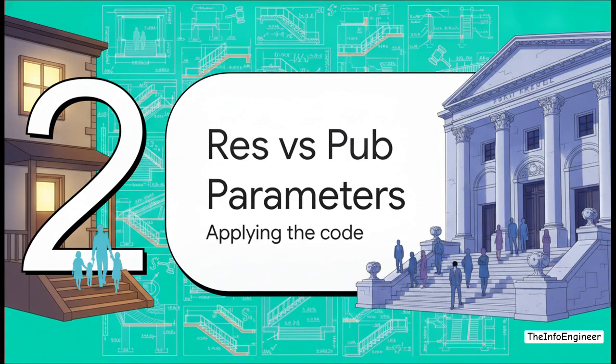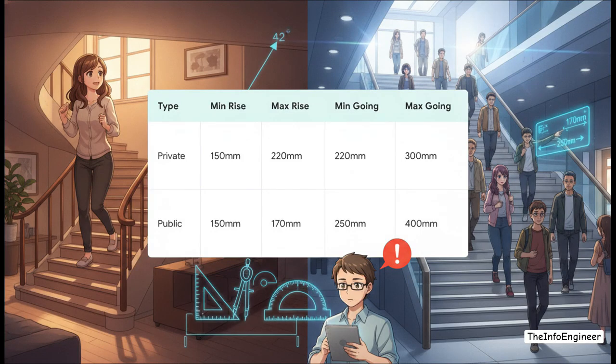Section 2. Residential versus public parameters. Applying the code to different building types. Now, what's really interesting about this is how Blondel's formula, which gives us a range, actually translates into strict modern legal requirements, and it heavily depends on the user. Notice the stark contrast between private and public requirements, like what you'd see in regulations such as Approved Document K. Just look at the maximum rise. For a private residential stair, you can push that right up to 220 millimeters. It can be significantly steeper, up to a 42-degree pitch, simply because people are familiar with their own homes.